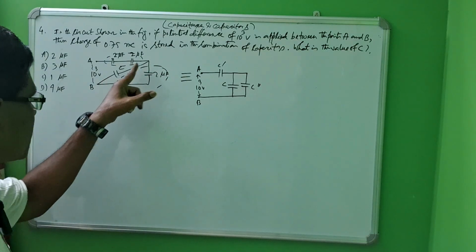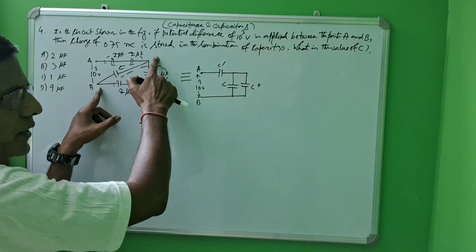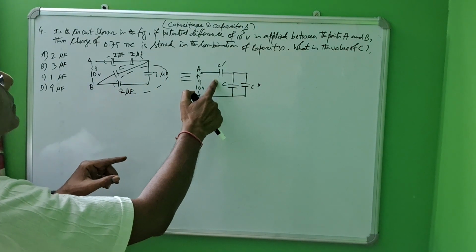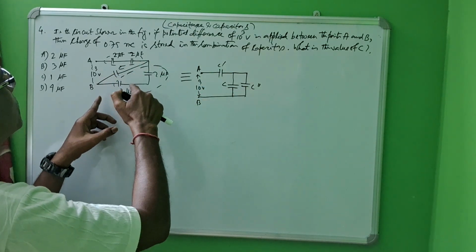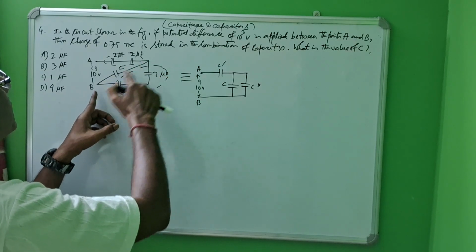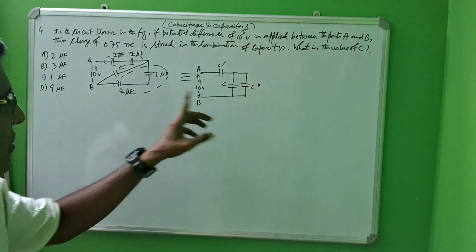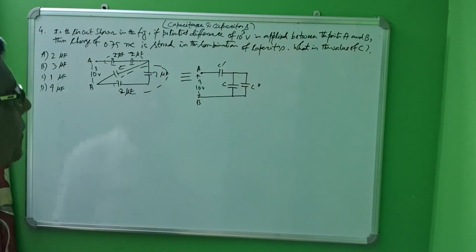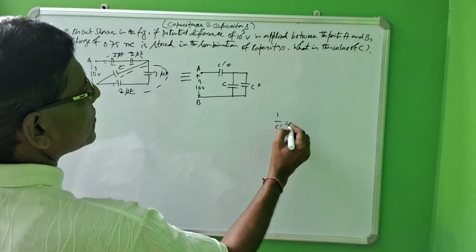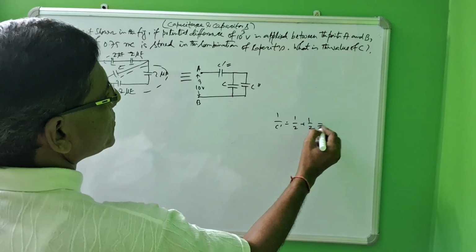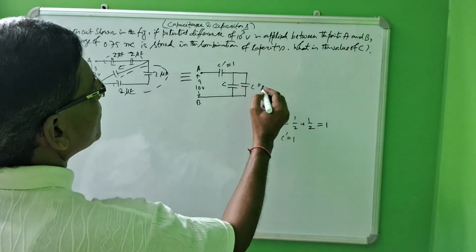But these two capacitors are out of this circuit. So this is the resultant of these two which is out of this circuit, and this and these two are with parallel connection. So this is the equivalent of this circuit, and this C dash will be, how? 1 by C dash equals 1 by 2 plus 1 by 2 gives you 1, so C dash equals 1.